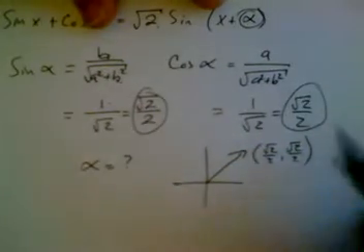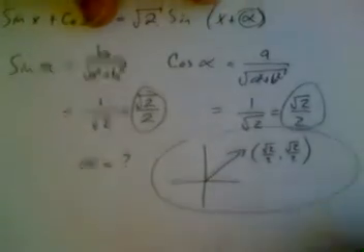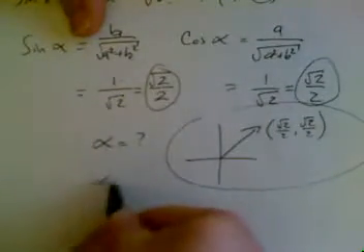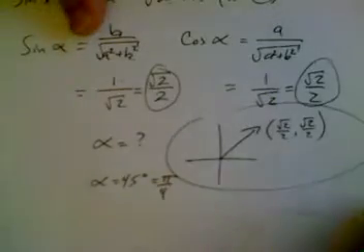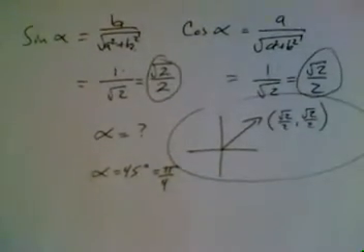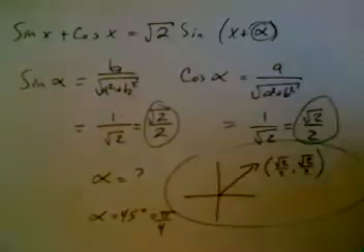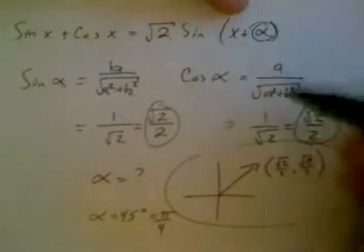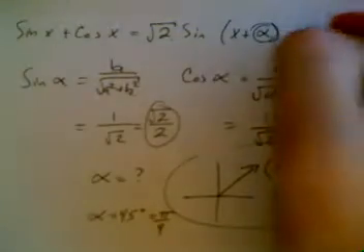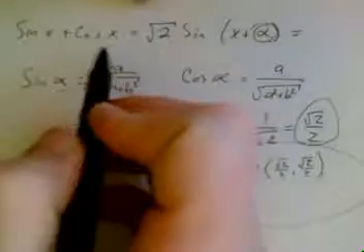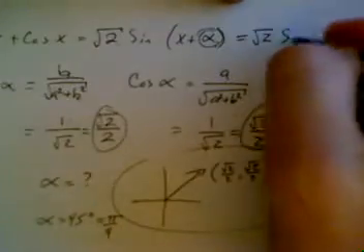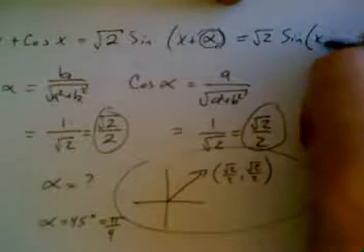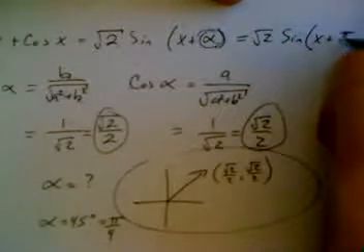Again, that's what I'm going to go right back to, the unit circle. What's the alpha giving me? I hope you guys have 45 degrees or pi over 4 radians. Well, if that's the case, going back to the original part up here, that's what my alpha is. So, what is this sine of x plus cosine really? It's radical 2 sine of x plus pi over 4.